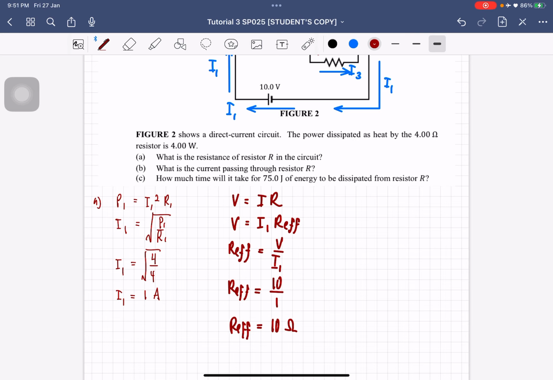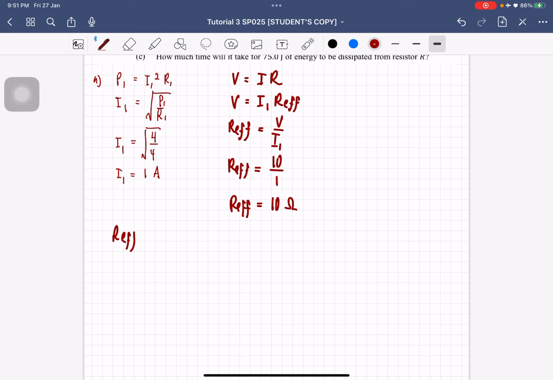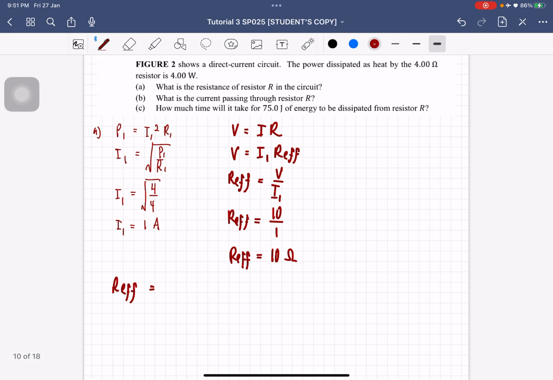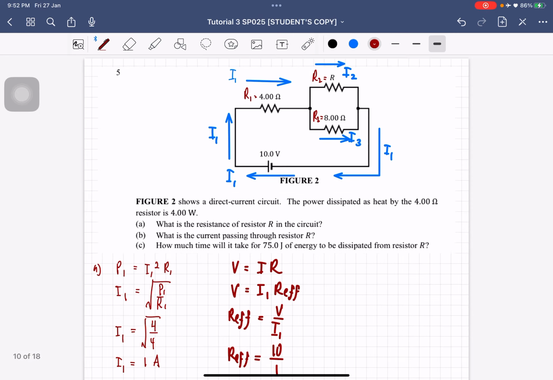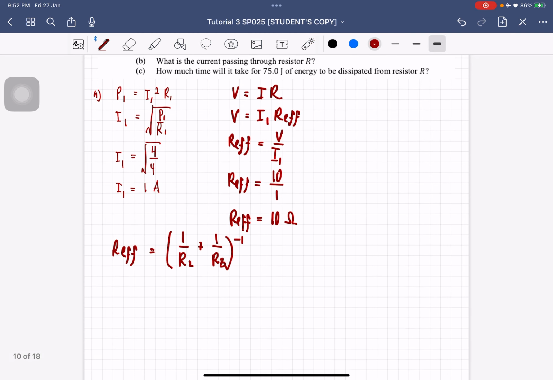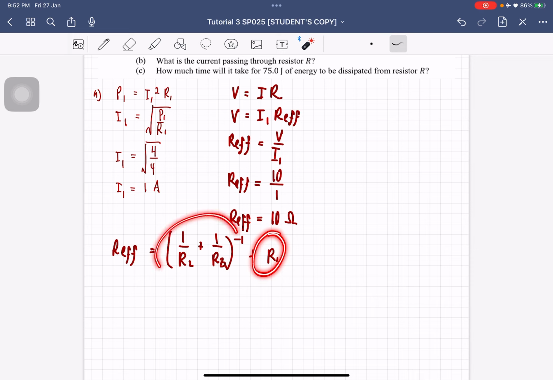Now we will use the formula of effective resistance to find R. How do we solve this? First, we are going to solve these two. Since this is in parallel, it is going to be 1 over R plus 1 over 8. I'm going to write it down here: 1 over R2 plus 1 over R3, to the power of negative 1. After you simplify it, you will get this diagram. These two will be connected in series after you combine the two resistors together. So you just have to add R1 plus the combination of resistor 2 and 3. You should get 10 ohm.